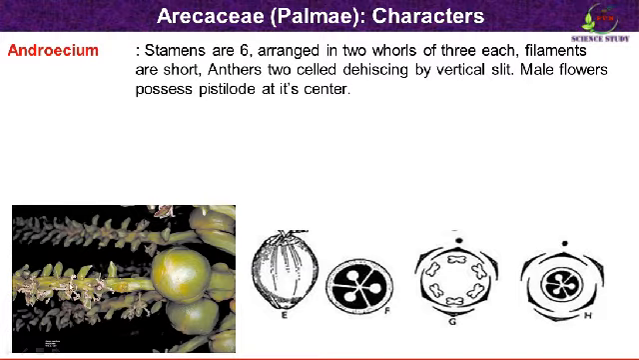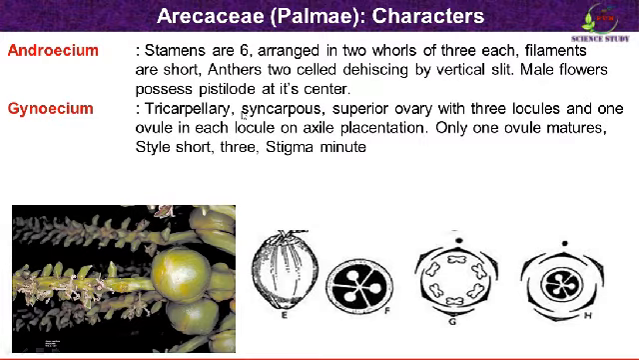These are the male flowers. These male flowers possess pistillode at the center. Dear friends, now we will see female sexual part, that is gynoecium. Gynoecium is tricarpellary, which means that 3 carpels are present. They are united and so described as syncarpous.